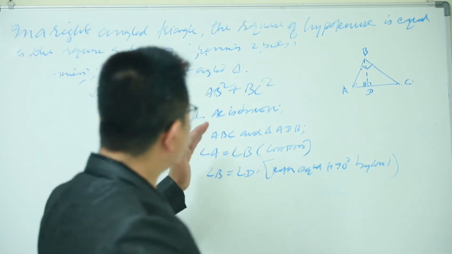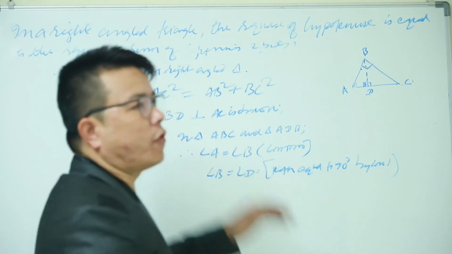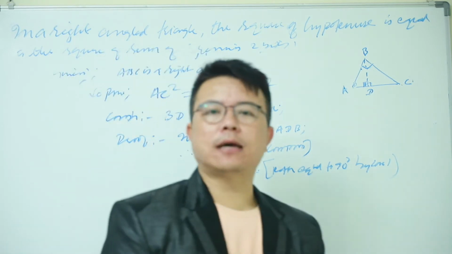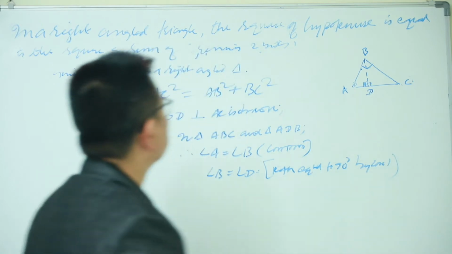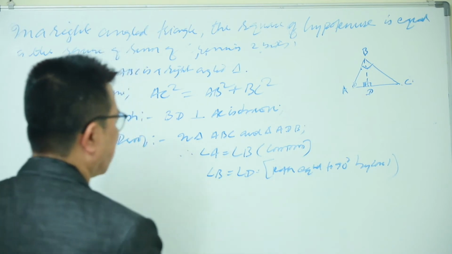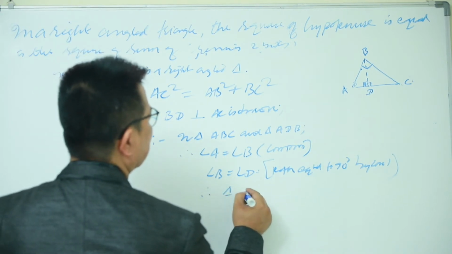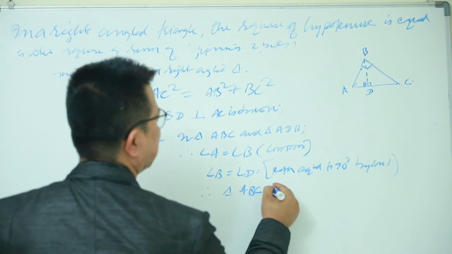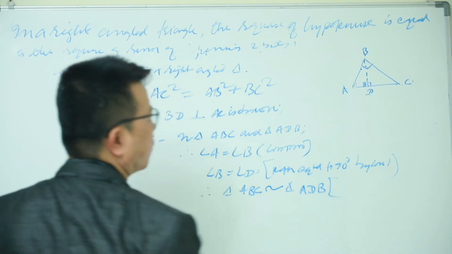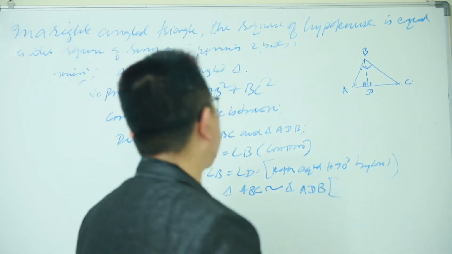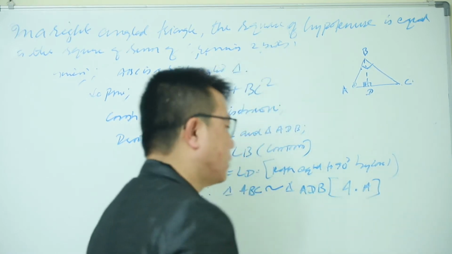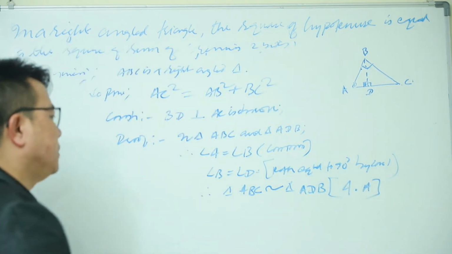Now in any two triangles, if two pairs of angles are equal, then those two triangles are similar. Through the angle criteria, these two triangles are similar. Now you can write: therefore triangle ABC is similar to triangle ADB. And what is the reason? The criteria is the angle postulate. Through the angle postulate, these two triangles are similar.